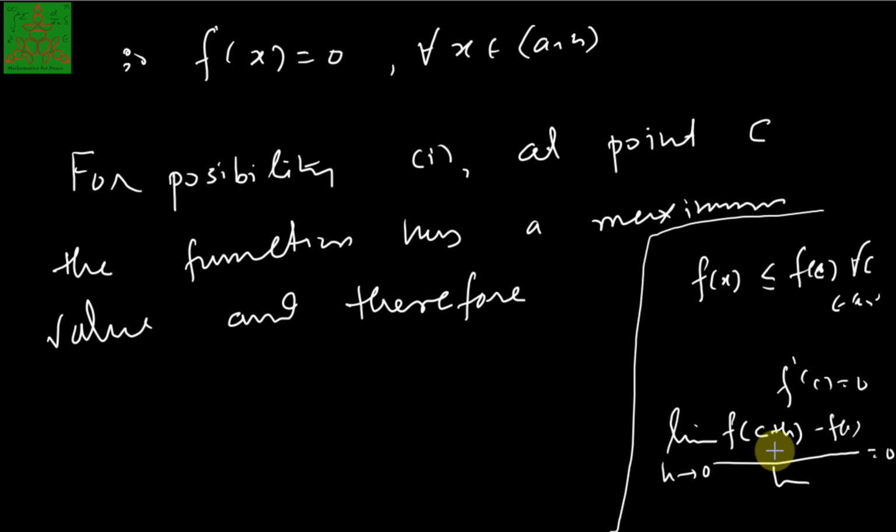So let me see what this f of c plus h minus f of c is. If it is h plus here, and if it is h minus, then it is c minus h that will be there.